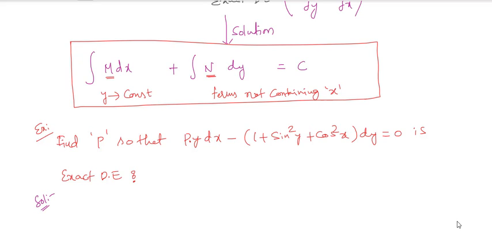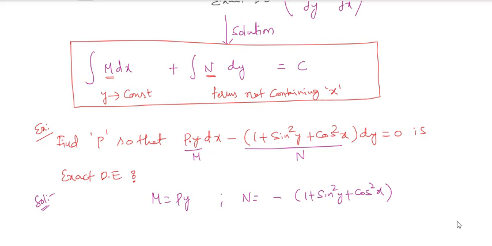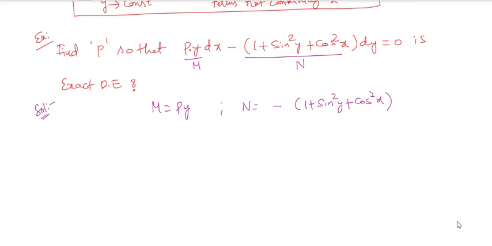So how will I solve this one? In the problem itself they told you it is an exact differential equation. Then what is the value of p? So M dx plus N dy. M will be p y, and N will be minus of (1 plus sine square y plus cos square x). So this is the value of M and N. If it is exact, it means dou M by dou y is equal to dou N by dou x.